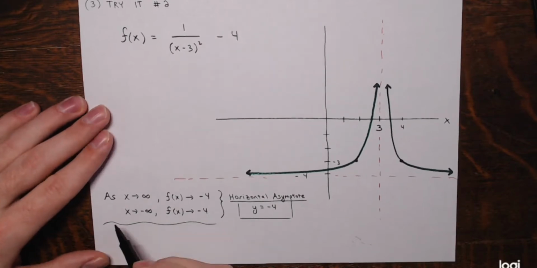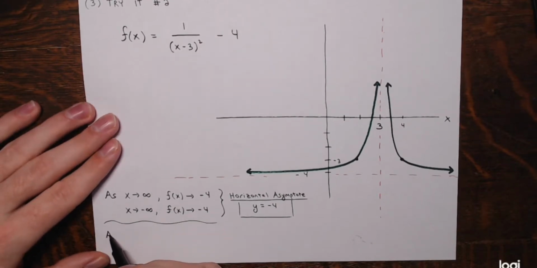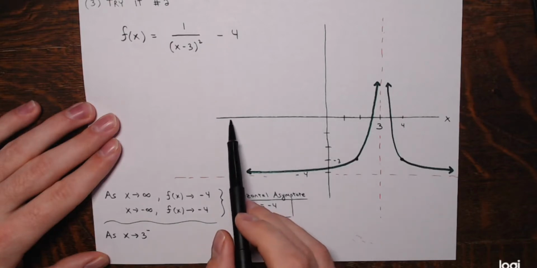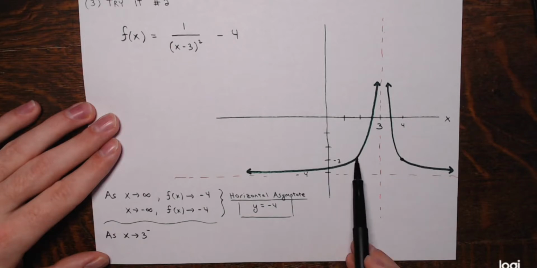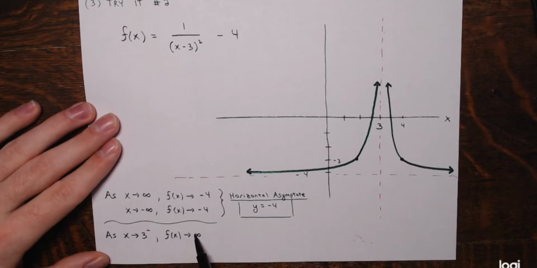And again, we can describe that behavior. So as x approaches 3 from the left, with a little minus sign above it, as x approaches 3 from the left side, you see the graph of the function going up forever. So the value of the function is approaching infinity. And that tells me there's a vertical asymptote at x equals 3.